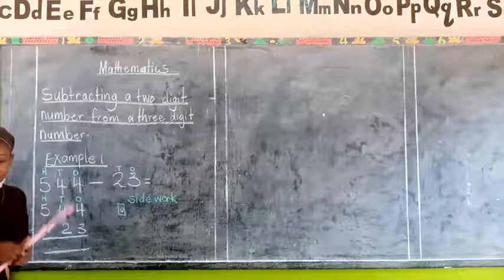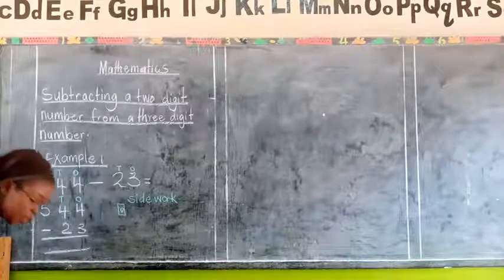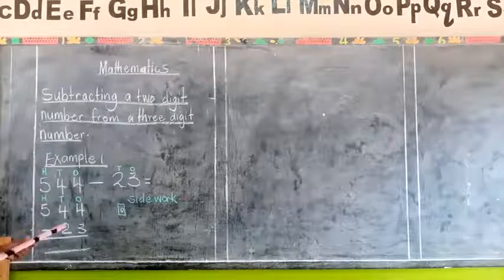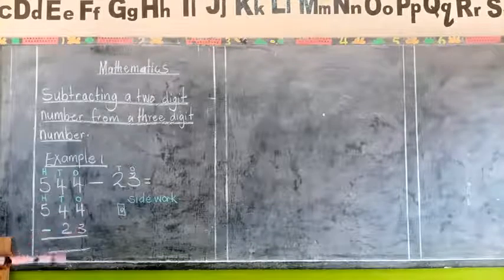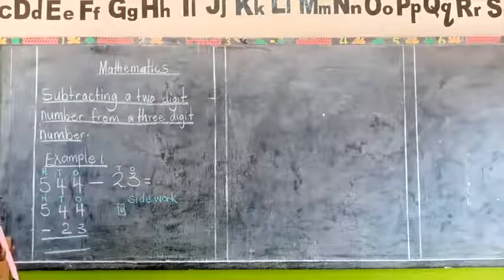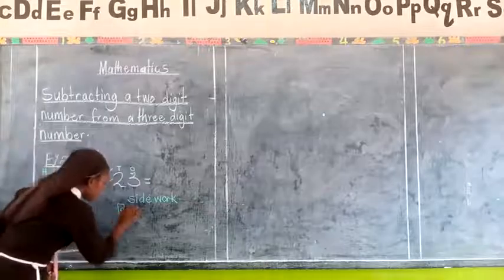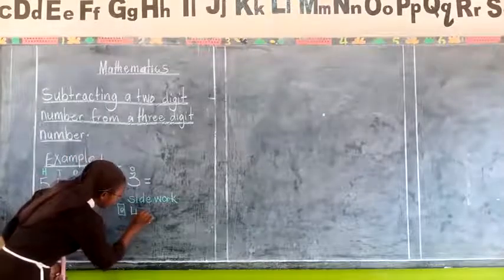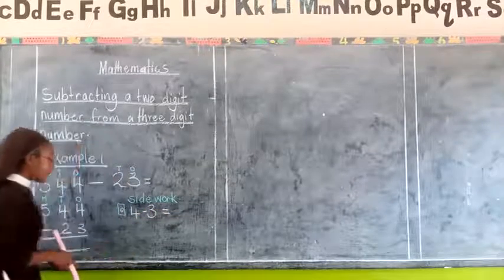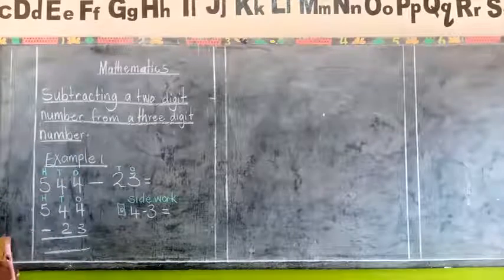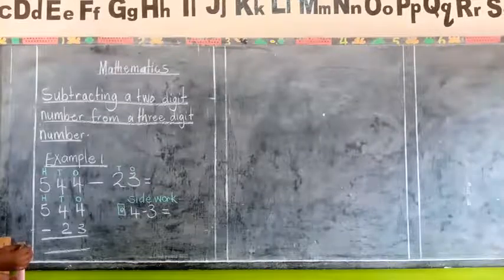Under the ones, which numbers do we have? Which numbers are we going to subtract here? We are going to subtract 3 from 4. We are going to write 4 minus 3. For today, we are going to use our counters, but we are going to draw them in our book.